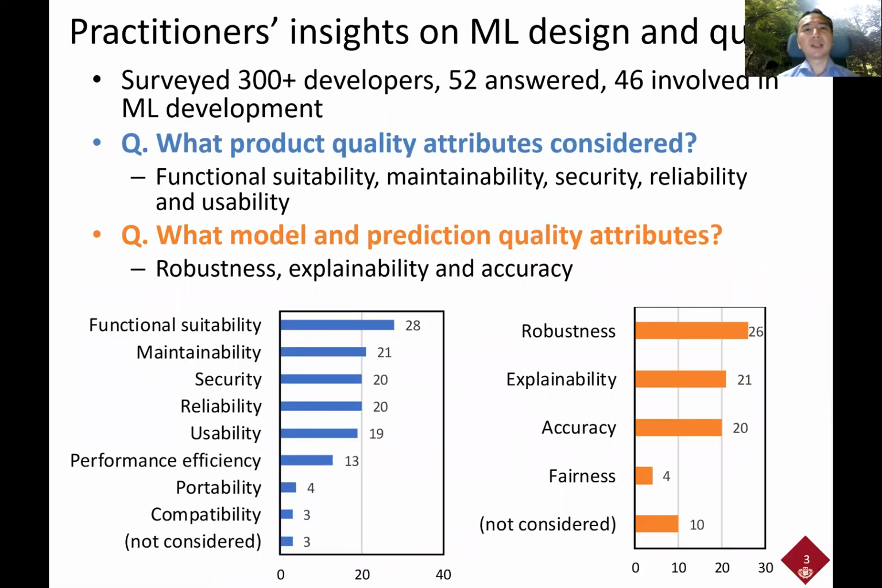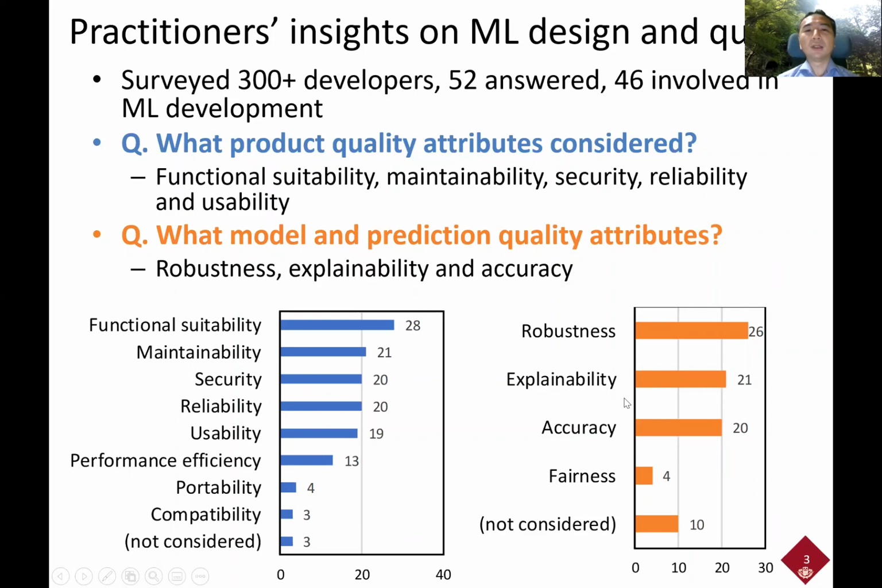Okay, then we conducted a survey targeting more than 300 developers to review their perception of machine learning design patterns. And we got 52 answers, and we identified that 46 respondents are actually involved in machine learning development. Then we asked several questions, like what product quality attributes do you consider when you design machine learning software systems? And they answered that mostly they are concerned with functional suitability, maintainability, security, reliability, and usability.